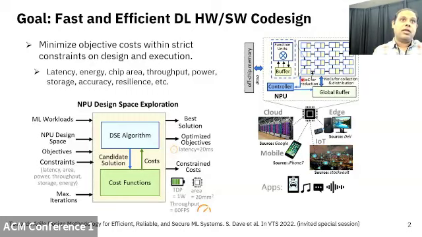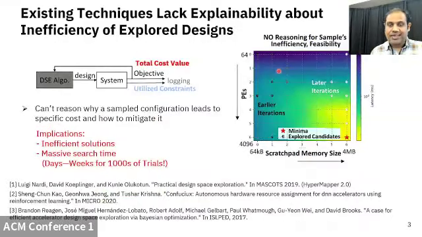So each ML or DL model, each layer of that, mapping that also takes about 10 to the power 20 or higher configurations. So individual search spaces are vast, and the collective search space is even vaster for hardware-software co-design. So existing techniques to achieve efficient design configurations apply black box optimization techniques.